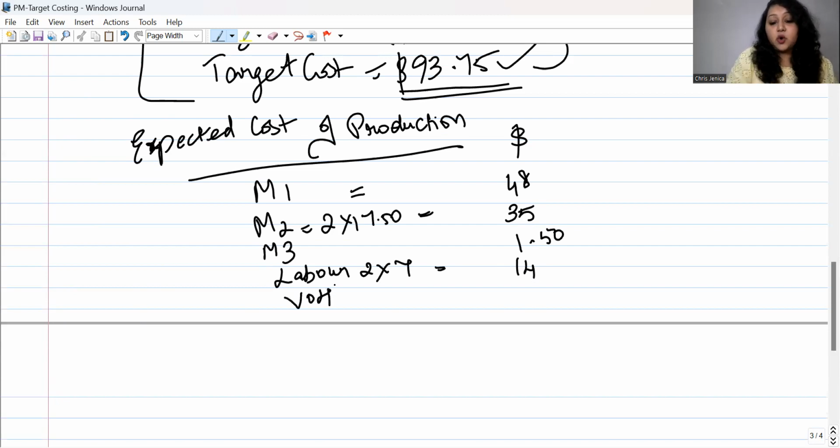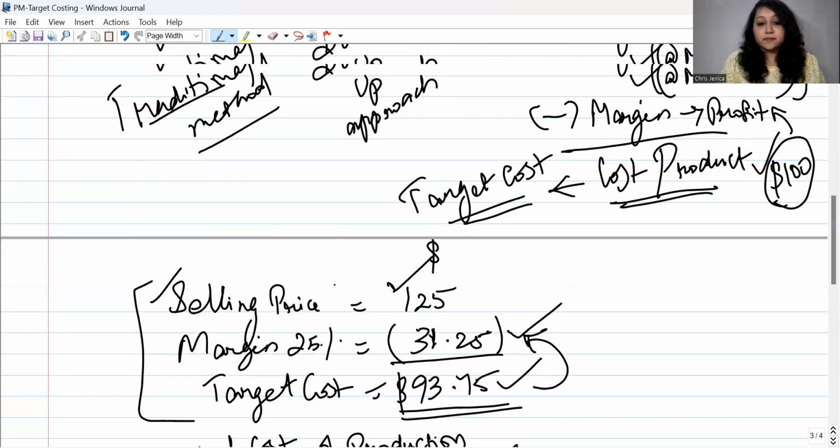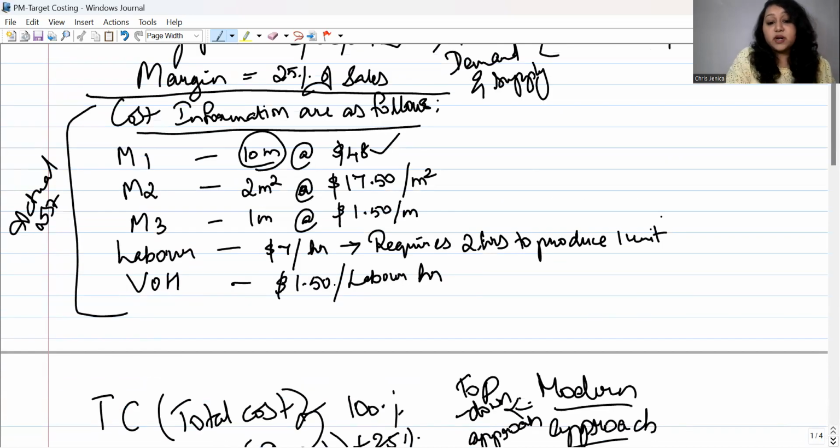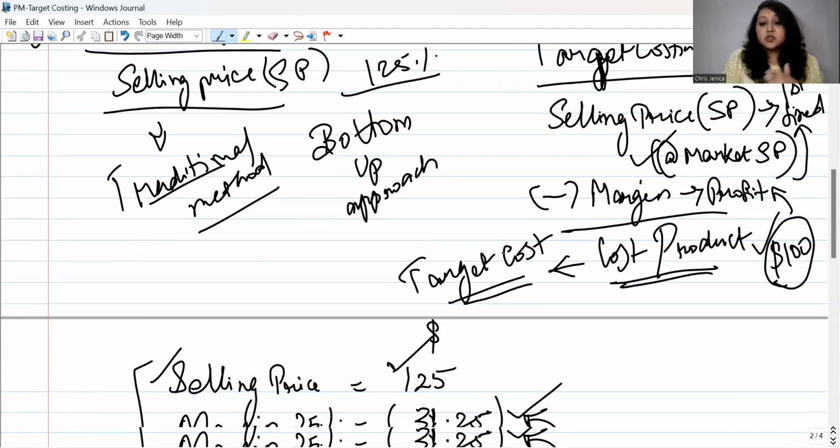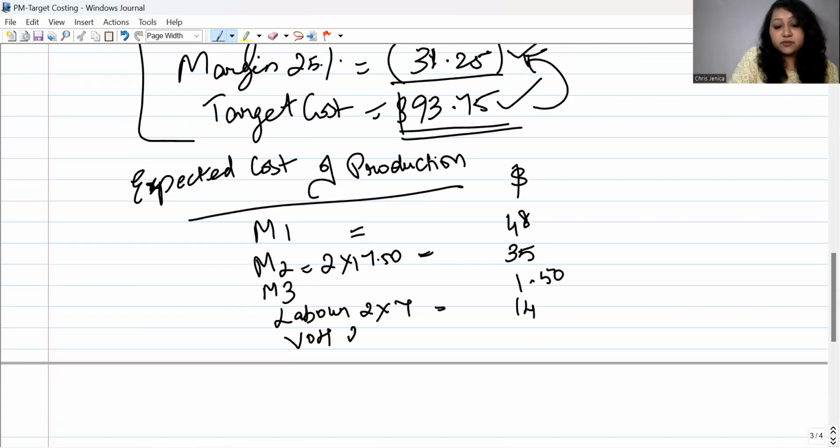Then we have variable overheads. Variable overheads are $1.50 per labor hour. So how many labor hours? Totally 2 hours to produce 1 unit. So your variable overheads are based on your labor hour. So 2 into 1.5 is going to be $3.